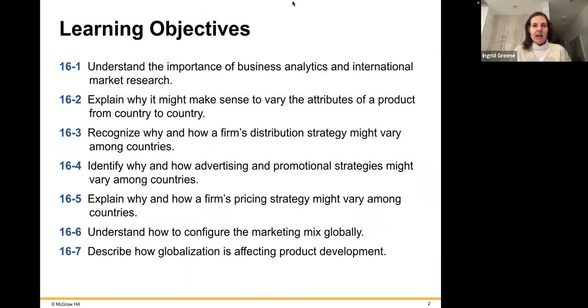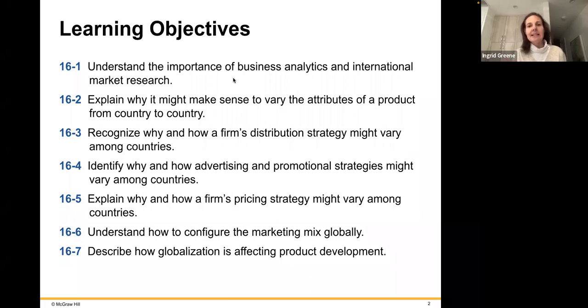Learning objectives: understanding the importance of business analytics and international market research. We've talked a little bit in this course already about research and market research, and how important it is for a company to invest in making sure that they're making the right decisions. So we'll go a little bit deeper into how this works and how all the numbers come together.